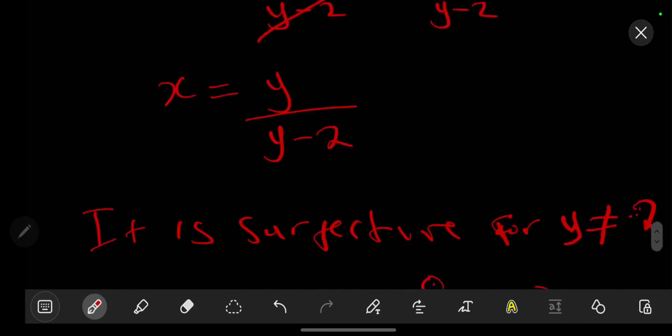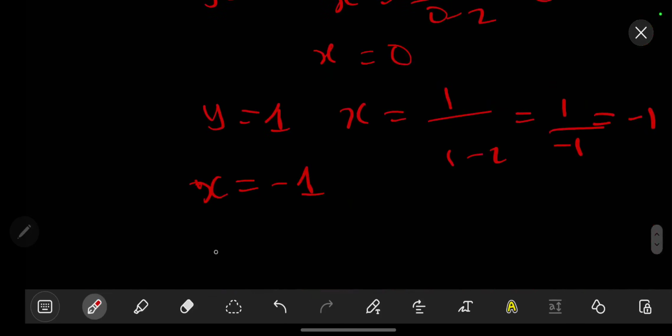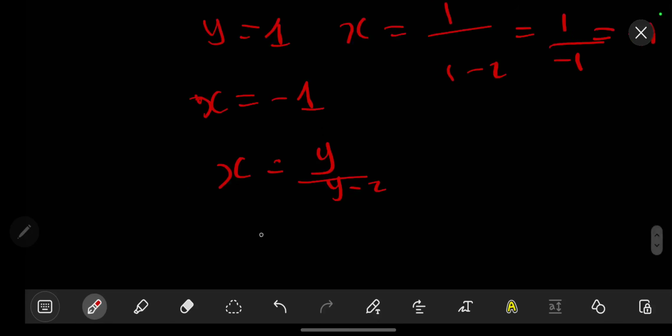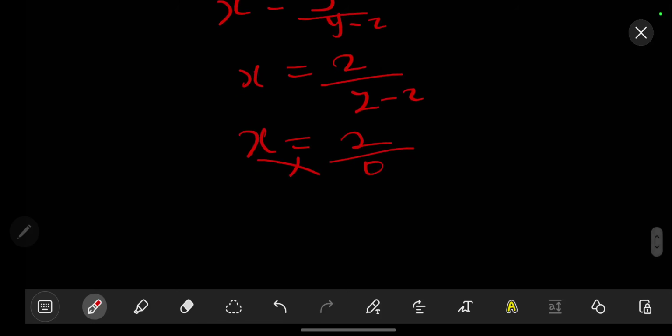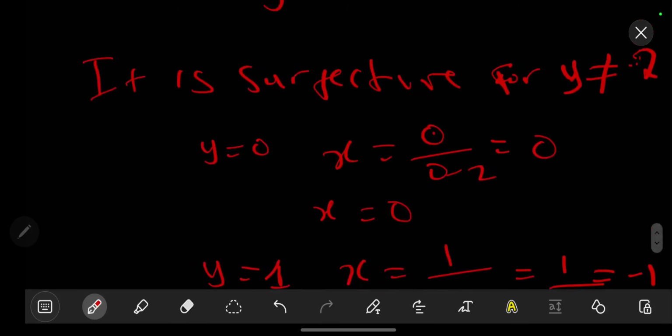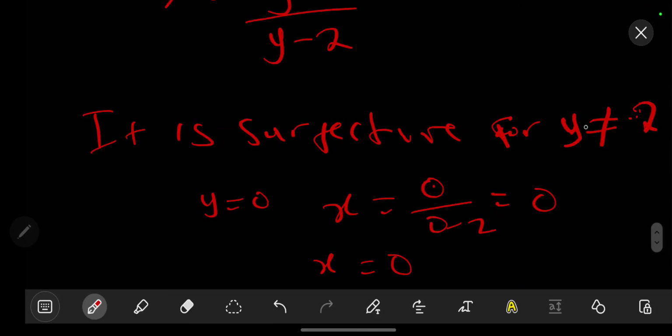Now, if we put 2 here, we find that for x is equal to y over y minus 2, where there is y we put 2, so x is equal to 2 over 2 minus 2. Already this falls apart, it is 2 over 0. We cross multiply and find 0 times x is 0, which is equal to 2, which is false. So this is surjective if and only if y is not equal to 2.